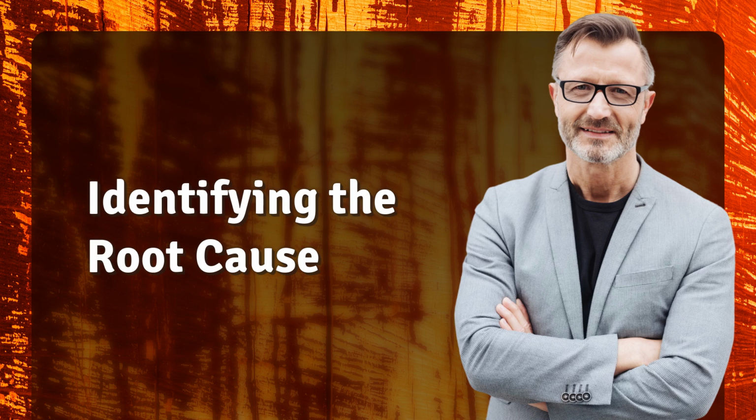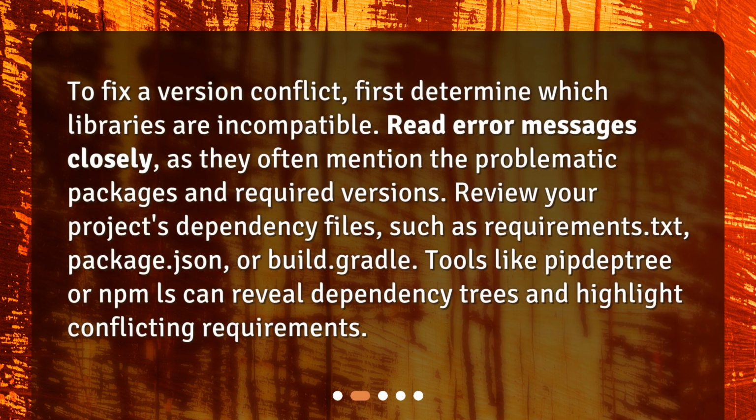Identifying the root cause. To fix a version conflict, first determine which libraries are incompatible. Read error messages closely, as they often mention the problematic packages and required versions. Review your project's dependency files, such as requirements.txt, package.json, or build.gradle. Tools like pipdeptree or npm ls can reveal dependency trees and highlight conflicting requirements.